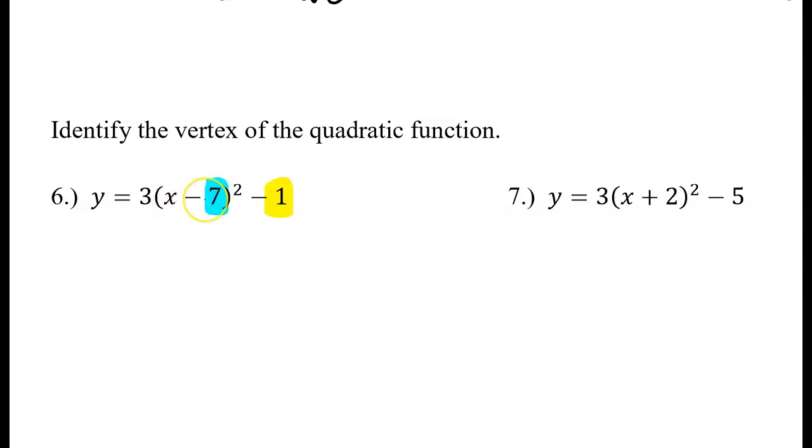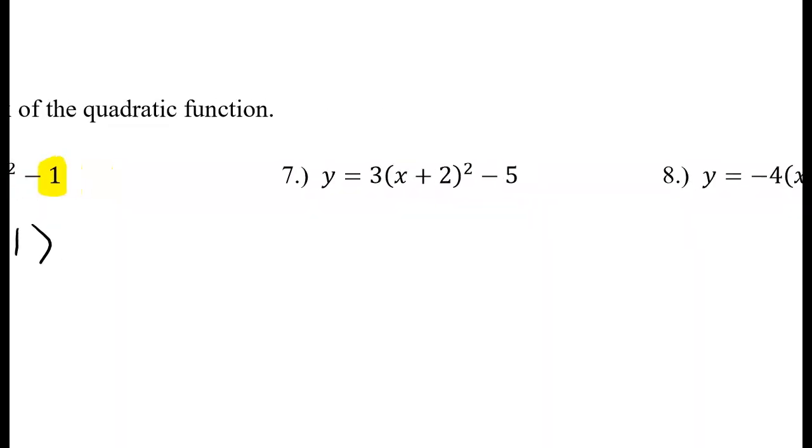So x minus 7. The fact that we're subtracting 7 means that we're shifting our function to the right, which means my vertex is actually going to be at a positive 7. So you see a minus sign, but my vertex is at positive 7. I essentially take the opposite sign. Then I have the minus 1 on the outside of the parentheses. That means I'm shifting my function down 1 unit, so my vertex will be at negative 1. My vertex for this function is at positive 7 and negative 1.